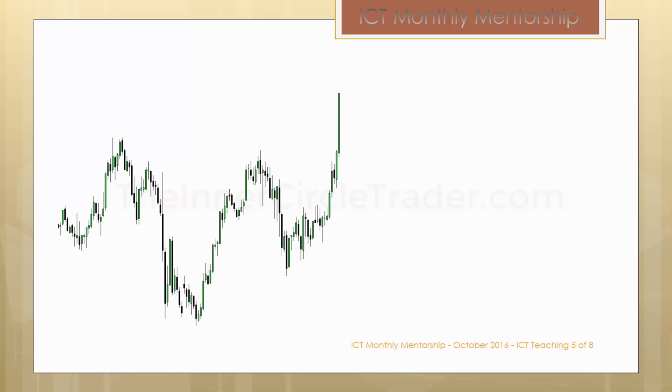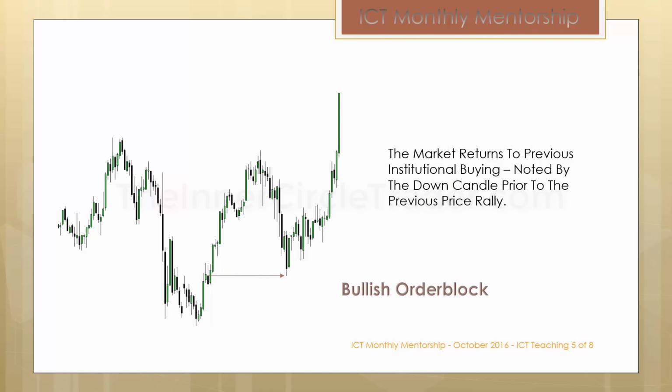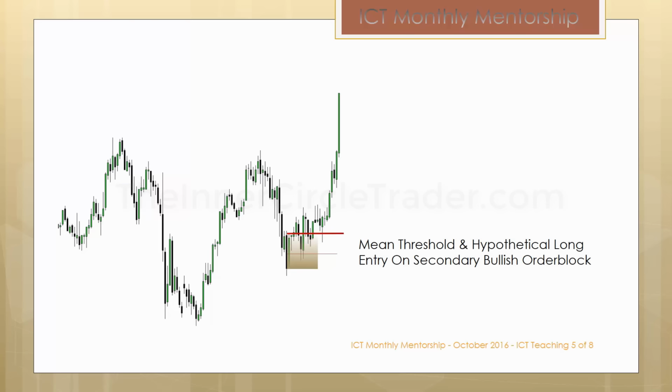We're going to look back at the same sample size of price action, and we're going to go through it a little bit differently. And we're going to assume that we were studying this particular asset class or market, if you will, and we go through our standard markup of market setup and framing the risk and reward multiples. And we noted the bullish order block, and we identified where the market should come back down into it. And we identified the mean threshold and hypothetical long entry on the secondary bullish order block.